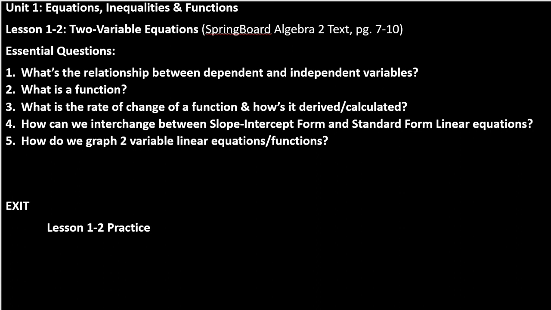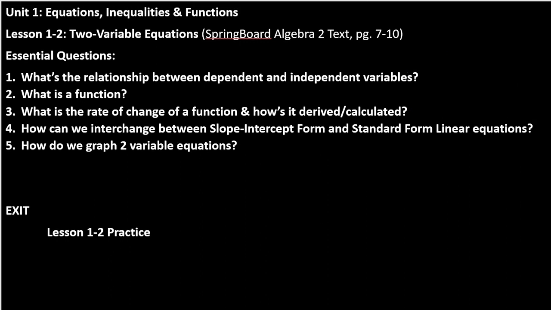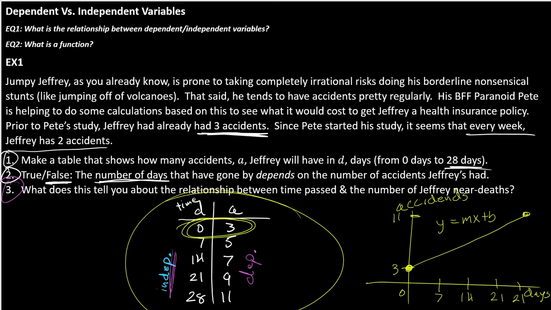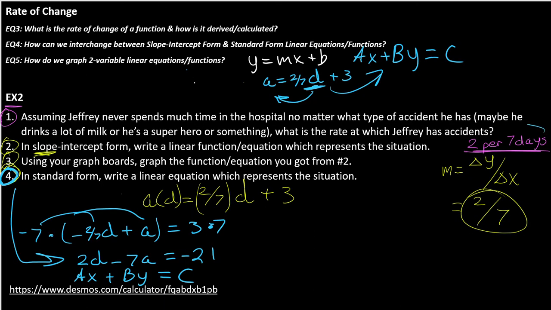Okay, what is the rate of change of a function? That's just the slope. And how is it derived or calculated? It's calculated the same way you calculate slope. Okay, and I didn't cover it earlier, so I'll go ahead and cover it now. So slope is equal to delta y over delta x, or change in y over change in x. And it can be calculated this way. Okay, or you can just treat it completely as a rate like I did back here, right? Where I knew that my rate of change was 2 accidents per 7 days.